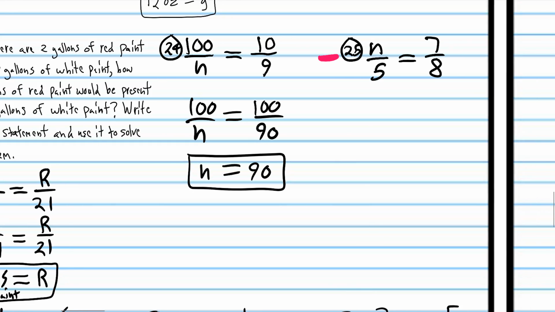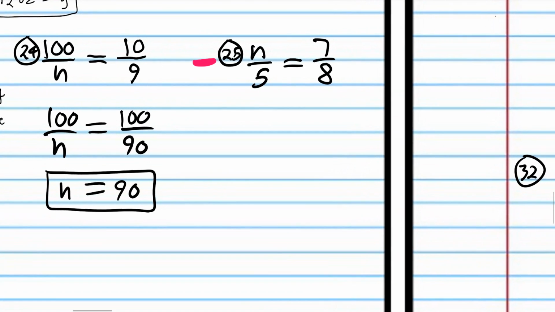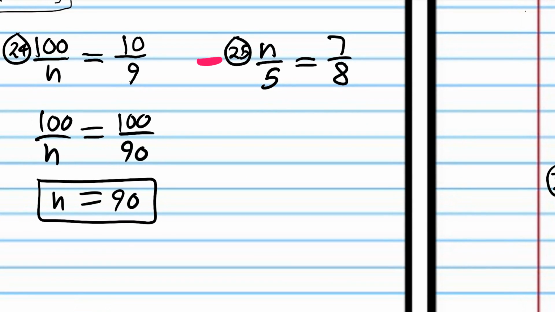Now, in number 25, if you notice, we can't really do anything to make the denominators equal. We want to multiply 8 by something to get to 5, but that's not very easy. And we could reduce this fraction, but obviously it's already in lowest terms, so that's not going to work either. In the first problems that we did, we reduced the fraction to make the denominator 5, but that doesn't work because this is already in lowest terms.